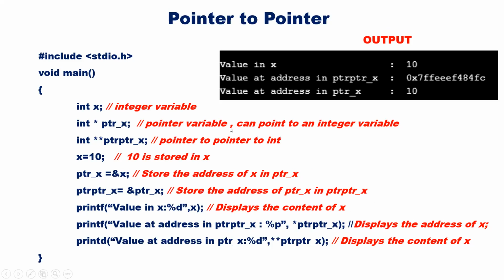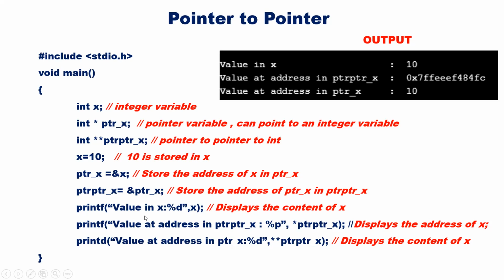So now assume that we want to store the address of one pointer variable into another pointer variable. In that case, you have to declare it like this: int star star pptrx. You have to use a double star here. It means pointer to a pointer which points to int. So here int is the data type. Then star star. It is a pointer to pointer. So double star is required. So ptrx is equal to ampersand x. pptrx is equal to ampersand ptrx.